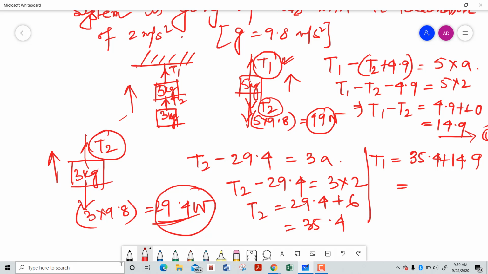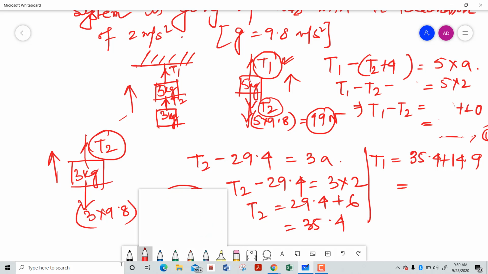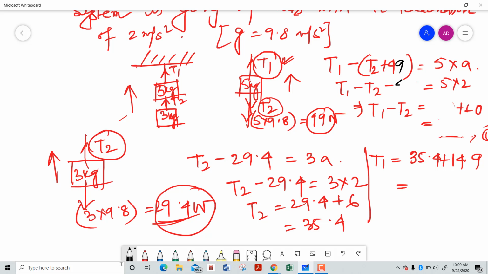Oh, sorry, I made a mistake. This is actually 49, but I represented it as 4.9. Due to my bad pen, a dot came here. The point should not come here. It is actually 49, so it will be 59.